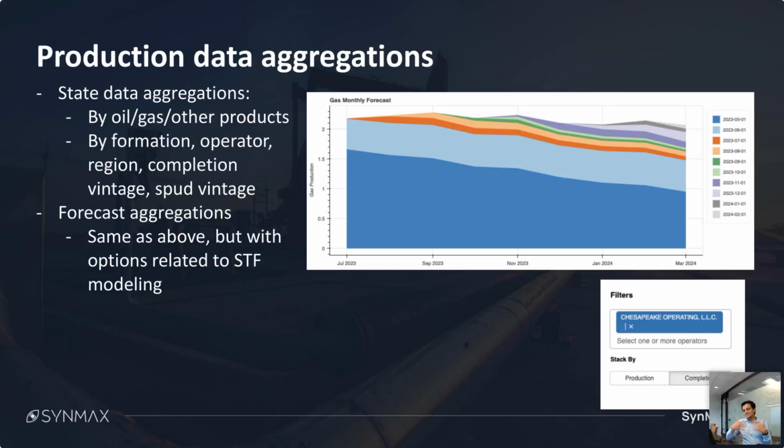And you could then stack these aggregations by the same categories as before, but then you also have options related to the forecast modeling. This is something which already exists on the back end, but we want to bring it to the Hyperion Geo front end very soon.